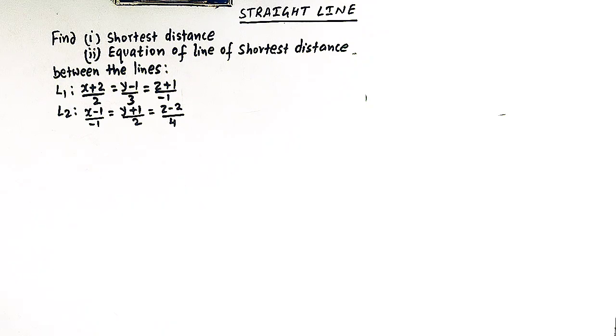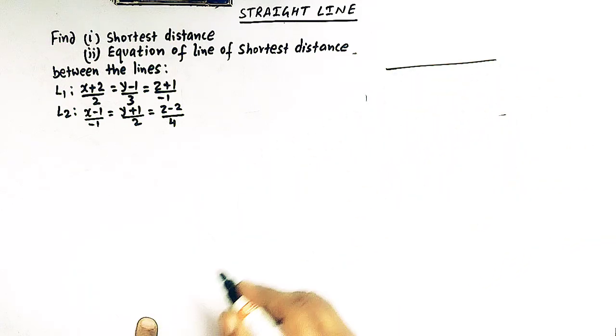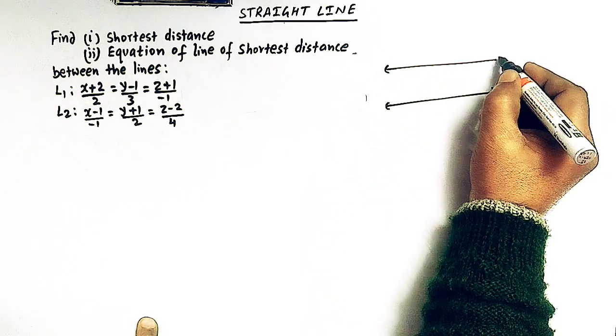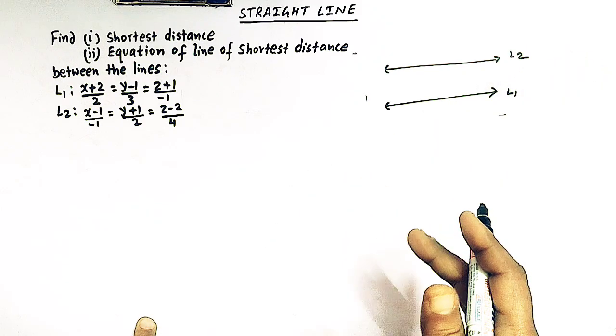So let us first quickly see the definition of shortest distance between two skew lines, and then we'll see how we can easily find the shortest distance between two skew lines using a distance formula. So here we'll discuss the Cartesian approach. Now consider two lines which do not lie on the same plane, and suppose this is line L1 and this is line L2. These two lines lie on different planes.